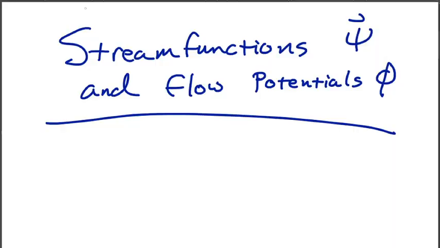Now we consider what we can learn by using both the concept of a stream function and a flow potential together at the same time. Let's start with the simplest case. Let's consider ideal, incompressible, and irrotational flow.